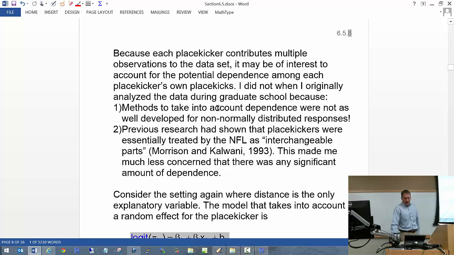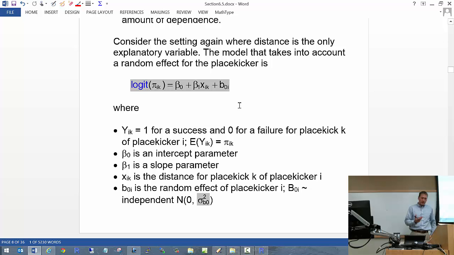Now, if I were to take into account this dependence that could occur, here's how we could do it. Please note a small change in the notes. Let's say I still want to model the probability of success for a place kick. We're going to look at the logit of pi sub ik, where the i corresponds to the place kicker and the k corresponds to the kick of a particular place kicker. To make it easy, let's suppose that we only worry about distance as the fixed effect. So again, I have my intercept term, I have my slope, beta 1, and x sub ik is the distance that place kicker i had for their kth place kick.